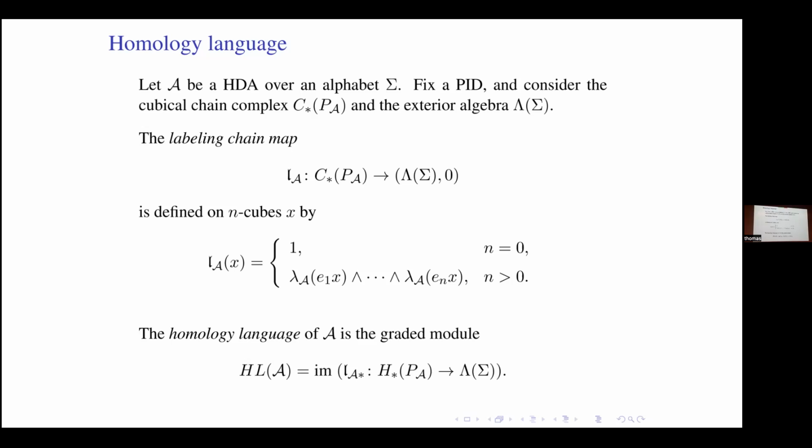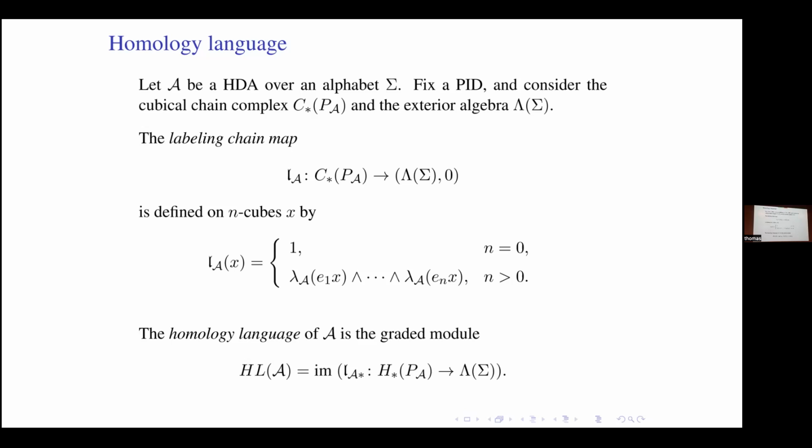If n is 0, so the cube is a vertex, then we associate simply the unit of the exterior algebra. If the dimension is greater than 0, then the cube has these starting edges, and the algebraic label of the cube is the exterior product of the labels of the starting edges. This is indeed a chain map, and therefore it induces a morphism in homology. The image of this morphism in homology is then the homology language of the HDA. The homology language will be a graded submodule of the exterior algebra.